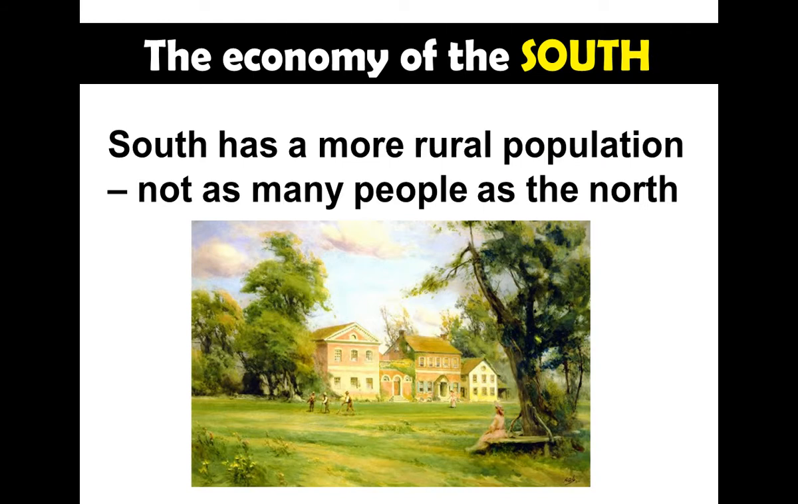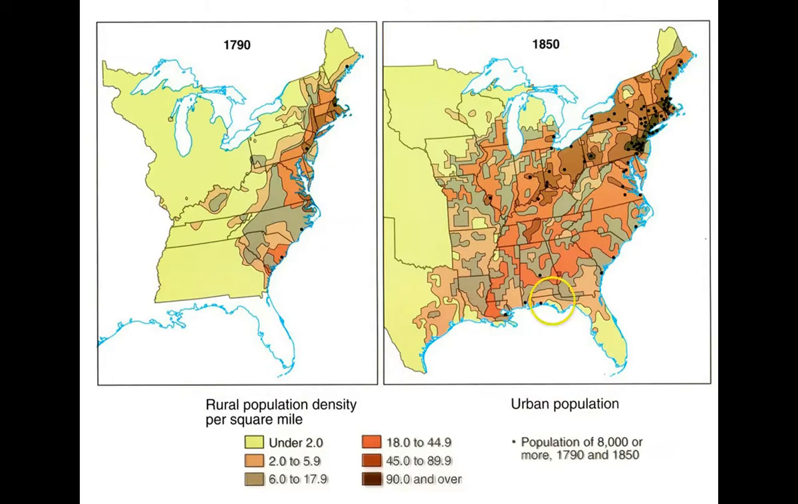Okay, another factor for the South is that the South has a more rural population. Of course, that means not as many people as the North living in cities and such. And we'll go back to that map. This time, again, focus on the South here. Not very many cities in 1790. And really, by the time you get to 1850, still not a high percentage of cities.